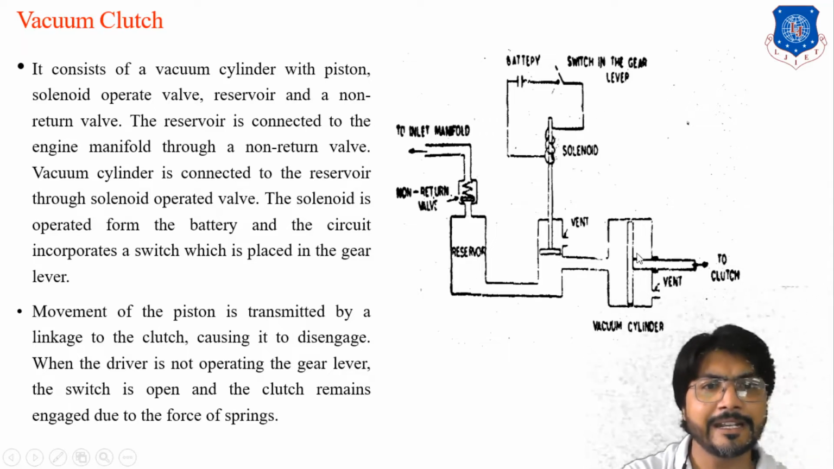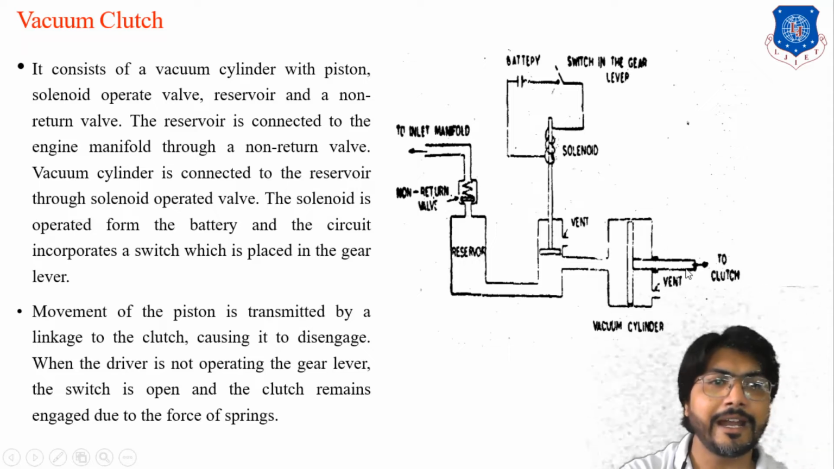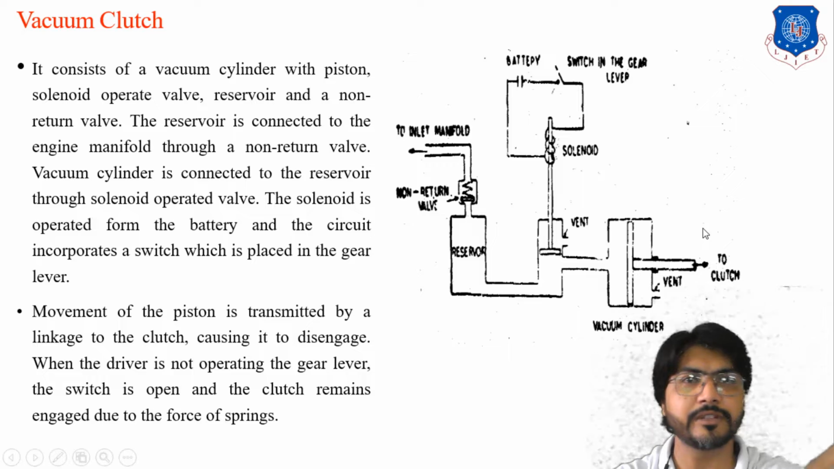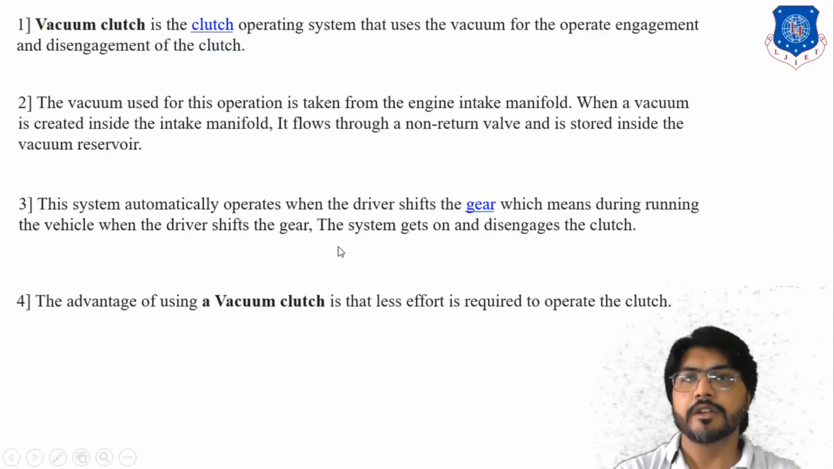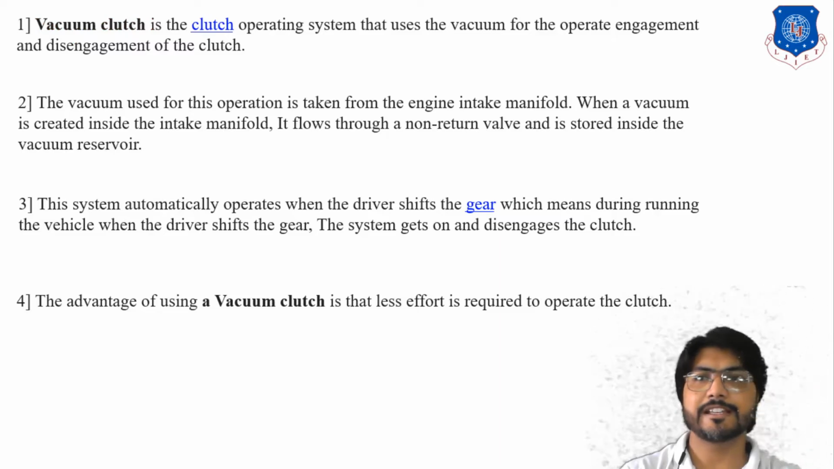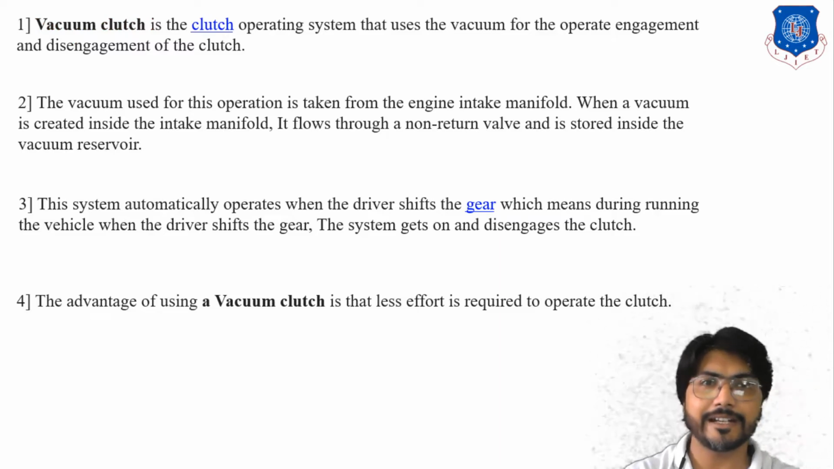to the battery, and this is the piston arrangement. This power or vacuum is supplied to the clutch, and again it transfers to the clutch. So a vacuum clutch is a clutch operating system, where engagement and disengagement are operated by vacuum. The vacuum used for operating is taken from the engine intake manifold.